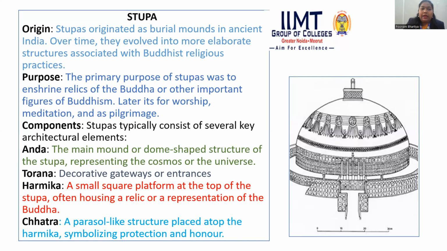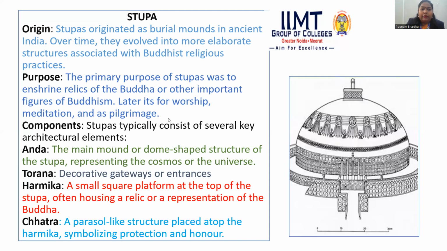And next is Harmika. What is Harmika? Harmika is a small square platform at the top of the stupa, often housing a relic or a representation of Buddha. In the Harmika, relics of Buddha are put in a casket.